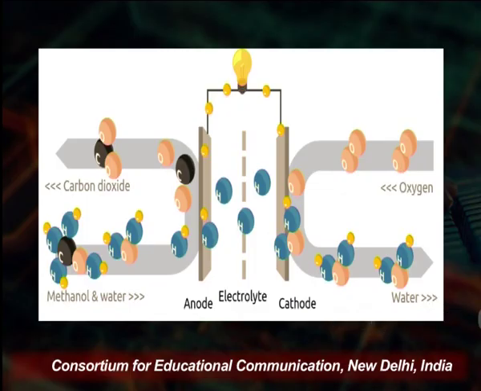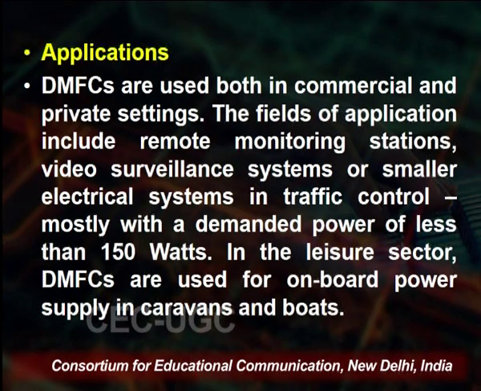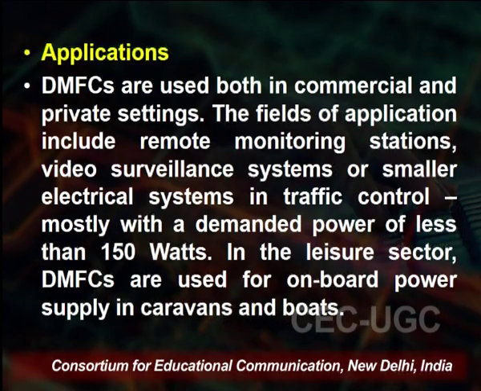You can see here this is the methanol fuel cell, and there is the electrolyte, anode and cathode. Carbon dioxide is passed through the membrane, and on the other side there is oxygen that will convert the hydrogen atoms into ions. What are the applications of this direct methanol cell? Commercial and private settings. The fields of application include remote monitoring situations, video surveillance and systems. We can use the fuel cell directly, we can attach the cell and it will work.